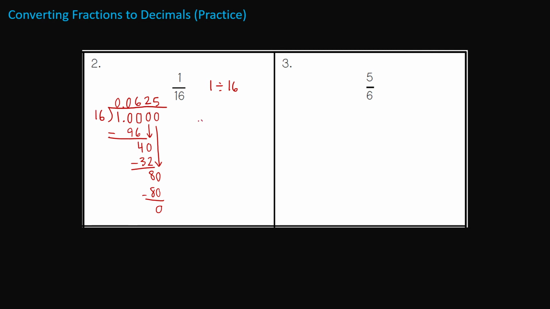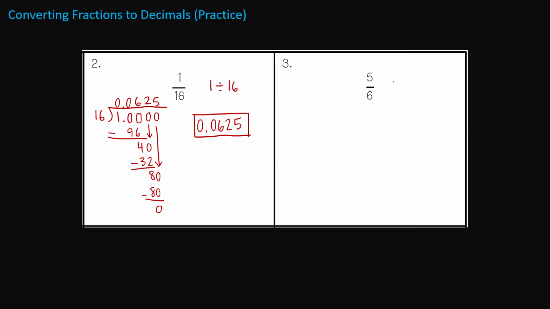So our decimal is 0.0625. And this is a terminating decimal because we didn't have any remainder at the end of our division. 1/16 as a decimal is 0.0625. Let's try another example. We have 5/6.